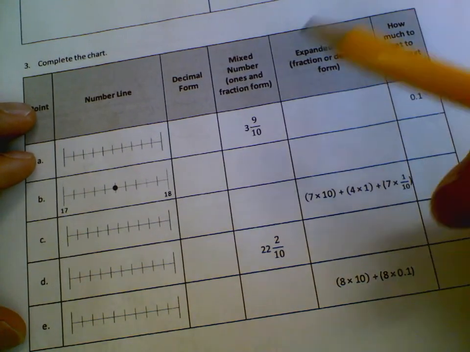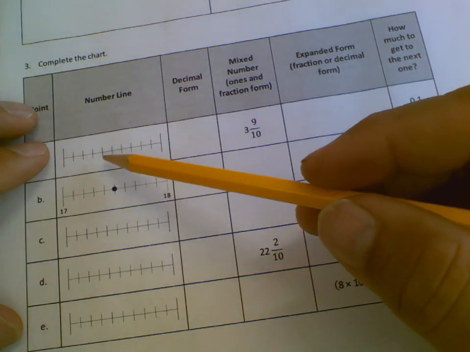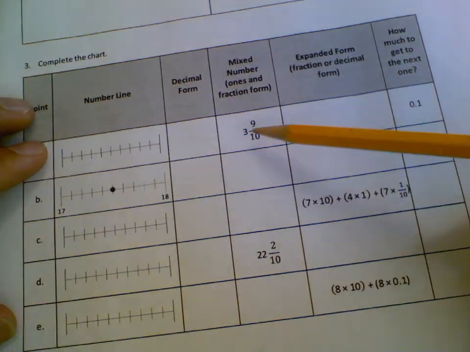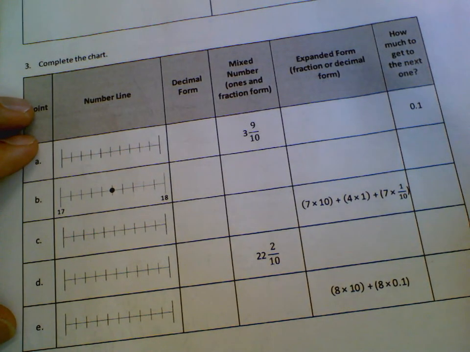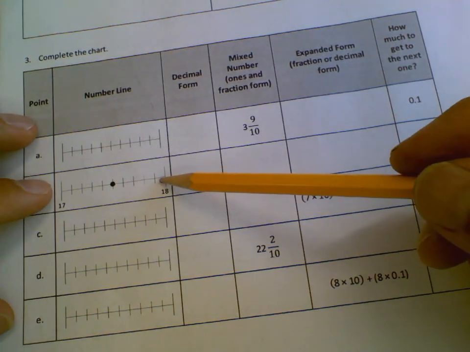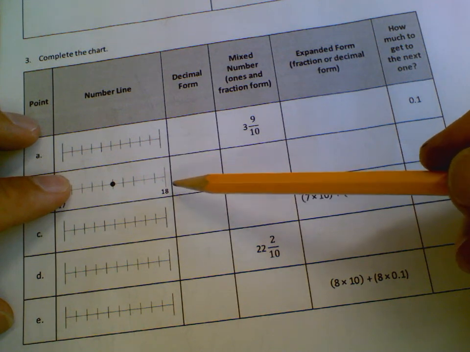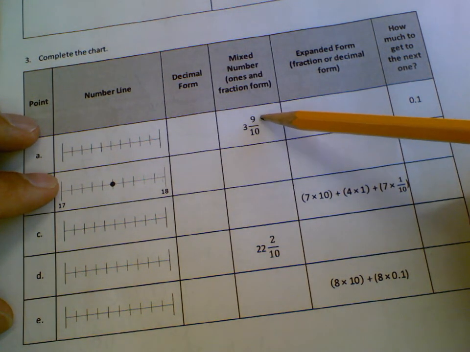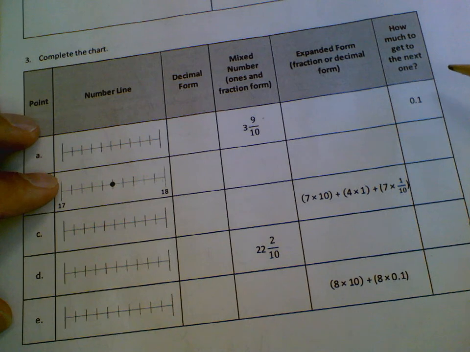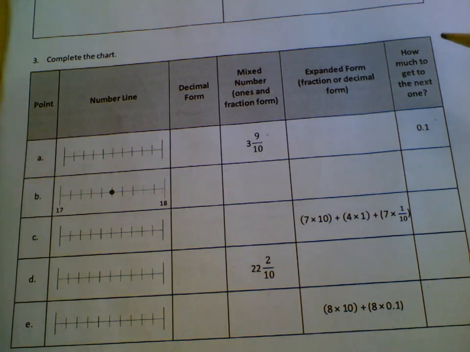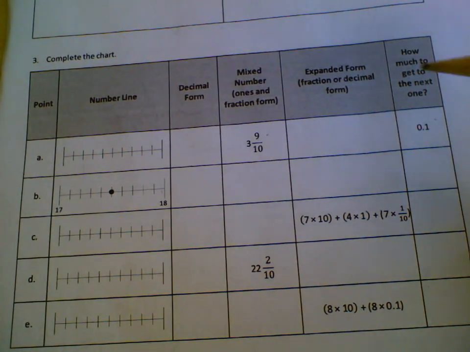Okay, we're supposed to complete this chart. So here's the number line. It looks like we have a whole bunch of stuff that we need to fill in. So I take a look at this number line. It says, well, I start with 17 and 18. Here I've got mixed numbers, I've got answers to decimals. Okay, we can work on this. Okay, so let's take a look.